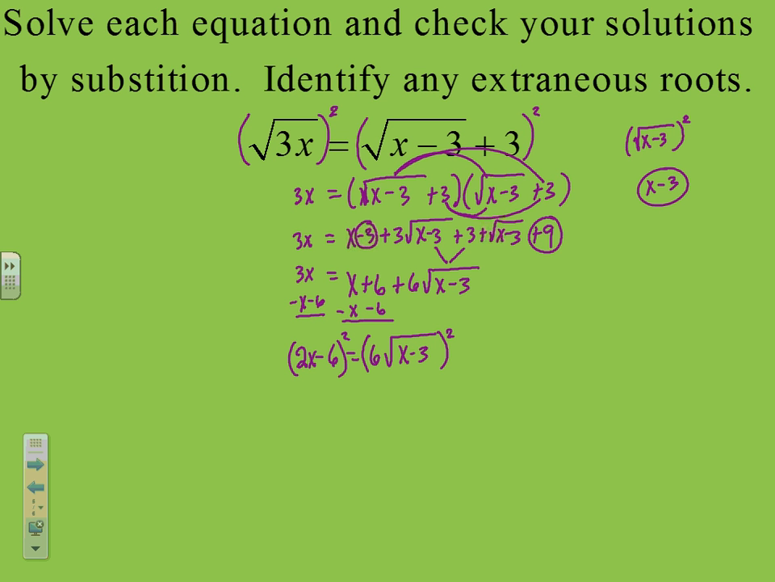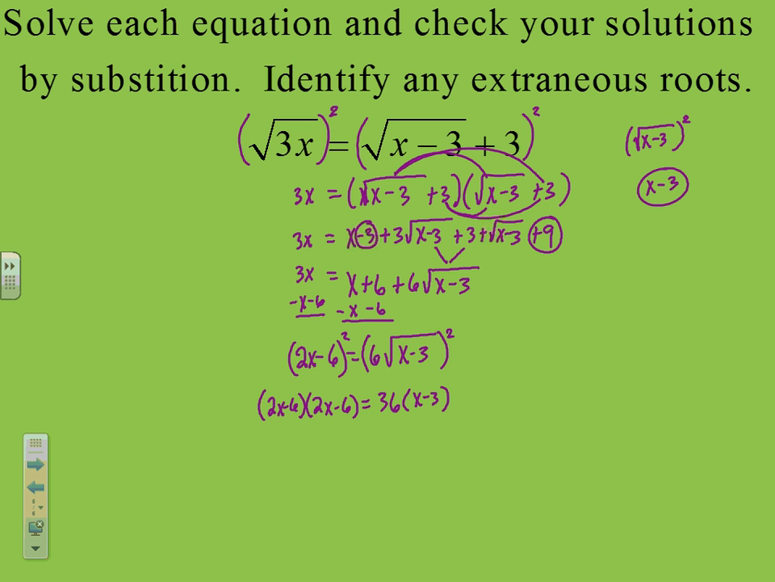We would prefer slightly bigger whole numbers to fractions whenever possible. So on the left side, 2x minus 6 squared is going to be 2x minus 6 times 2x minus 6. And on the right side, 6 squared is 36, and the square root of x minus 3 squared is x minus 3. Now, I'm putting it in parentheses because the 6 gets multiplied to it for 36.